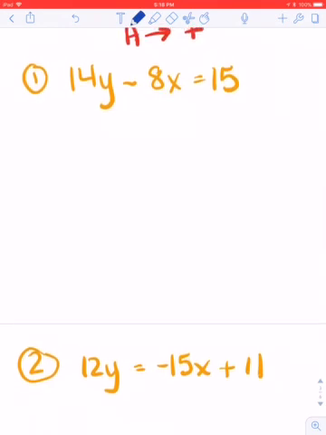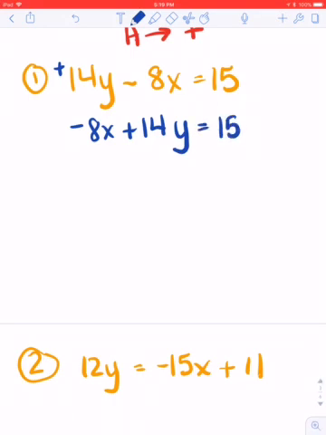When we look at the first one, X and Y are on the same side, but usually this X value goes out in front. So if I go to set this up, negative 8X is going to go in front. I assume that's positive 14Y, so I'm going to write plus 14Y equals 15. So as far as form, that looks a little better. X is first, Y is second.